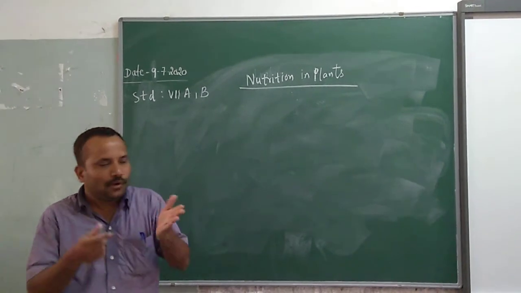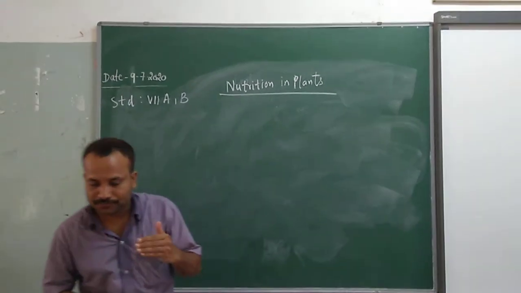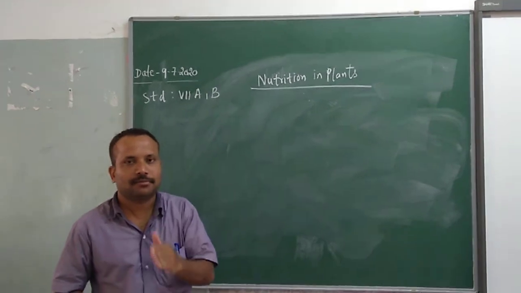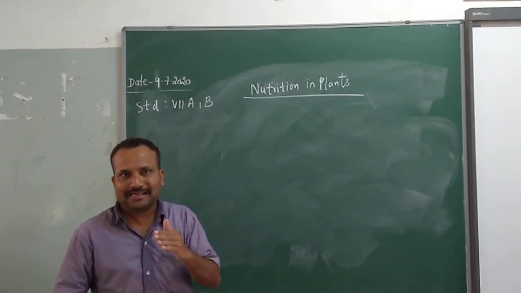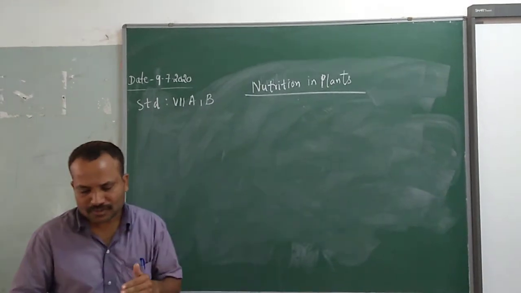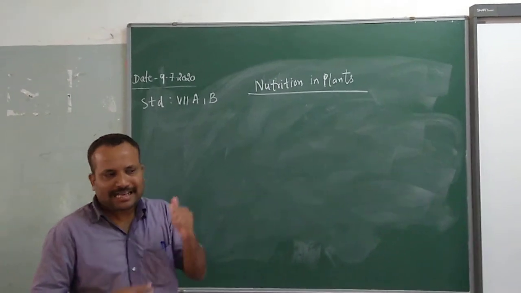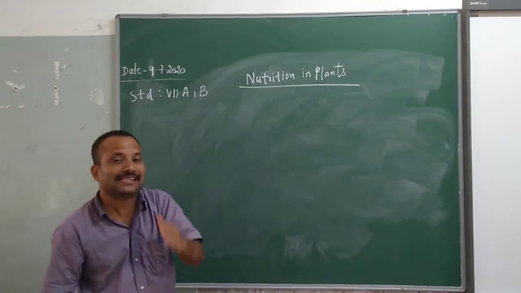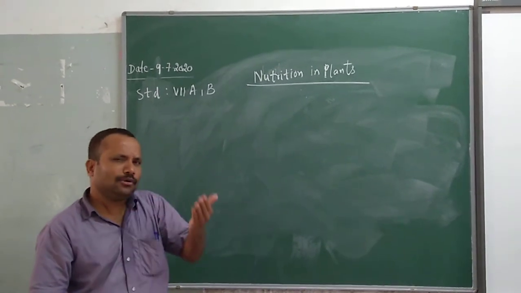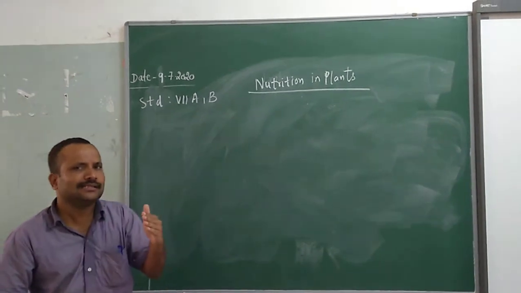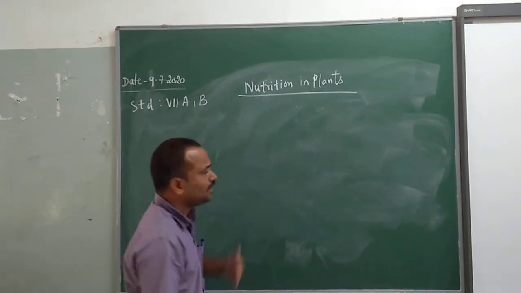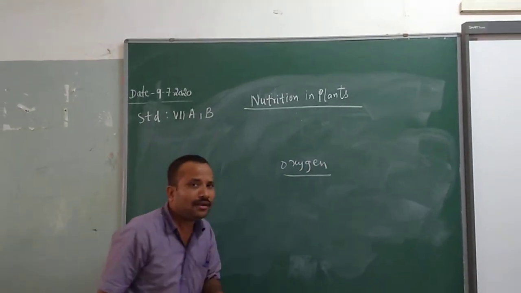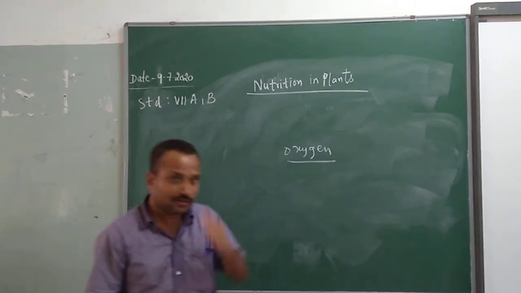Okay, children. We all know that the survival of all of us, including animals, depends upon plants. Plants give us food, and directly or indirectly we are depending upon plants, including human beings and animals. As I told you, the byproduct of photosynthesis is oxygen, which is very essential for our breathing process.